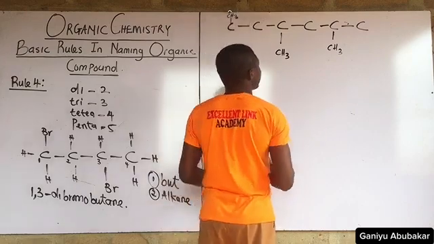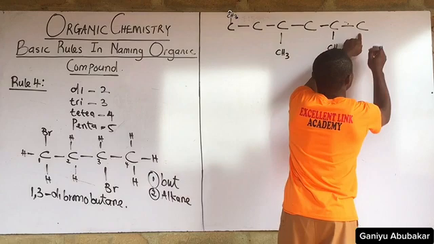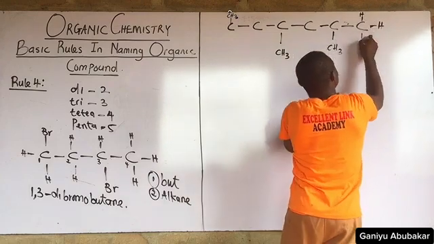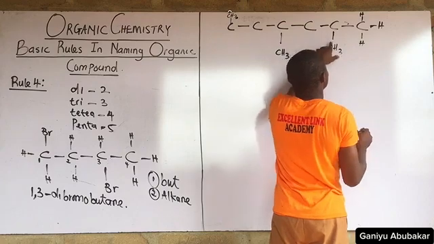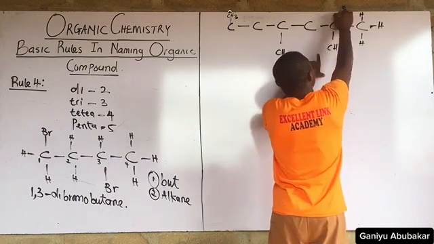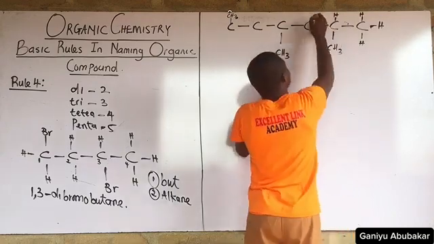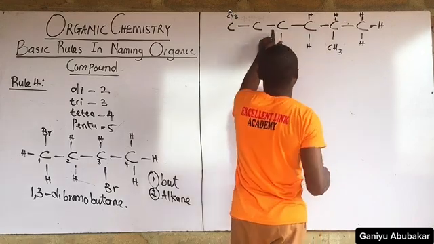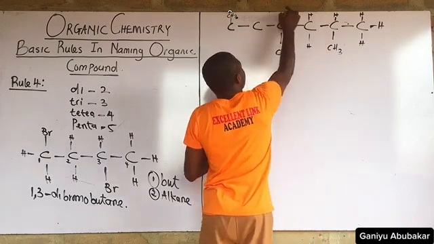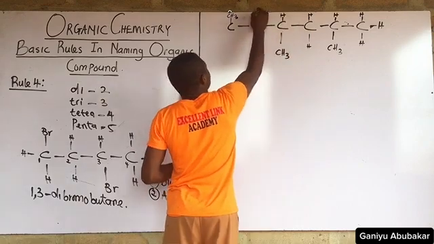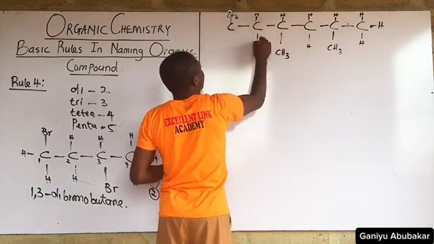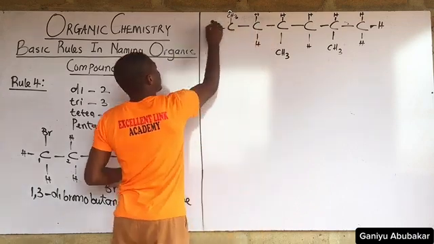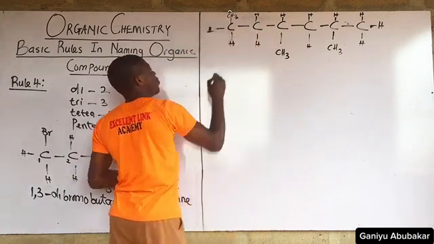CH3. All right, let's balance this up. So I have 1, 2, 3, 4 balanced. 1, 2, 3, 4 balanced. 1, 2, 3, 4 balanced. 1, 2, 3 balance. 1, 2 balance. So this becomes 1, 2, 3, 4 balanced. This is 1, 2, 3, 4 balanced.